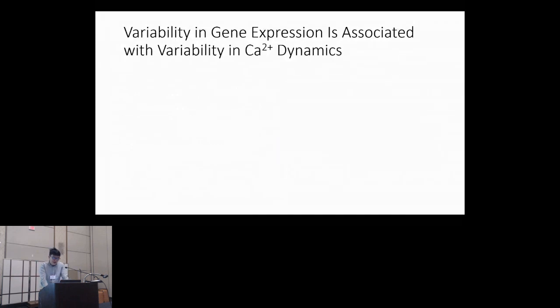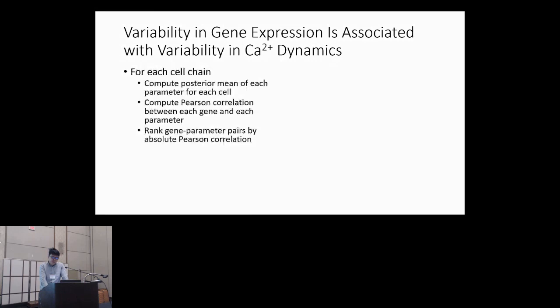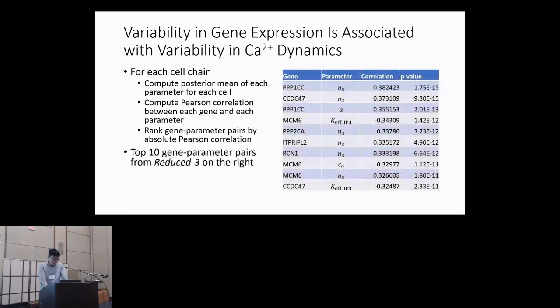Okay, so now let's look at how gene expression and parameter posteriors are correlated. For each cell, we first computed the posterior mean of each parameter, and then computed Pearson correlation between each gene and each parameter. We ranked gene parameter pairs by absolute Pearson correlation. The top 10 gene parameter pairs from reduced 3 are shown on the right.